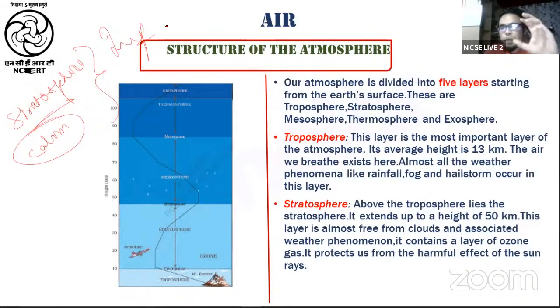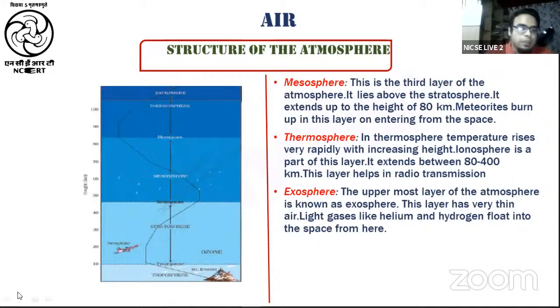So we have understood the troposphere as well as the stratosphere. Then the next layer that we have is the mesosphere. This is the third layer of the atmosphere, and it lies above the stratosphere and extends up to a height of 80 kilometers. Fine. So what is the width of the mesosphere? It is about 80 kilometers, and the meteorites will burn up in this layer on entering from space. So the meteorites which are entering will burn up in which layer? It burns up in the mesosphere, which is very, very important, right?